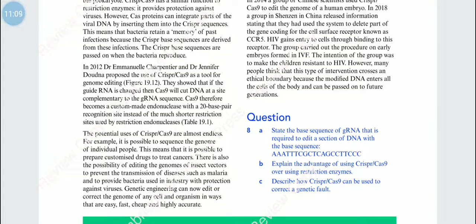In 2012, Dr. Emmanuelle Charpentier and Dr. Jennifer Doudna used CRISPR-Cas9 as a tool to edit genomes. They showed that if the guide RNA is changed, then Cas9 will cut DNA at a site that is complementary to the gRNA sequence. That means it can be made into a custom-made endonuclease, so we can make it the way we want.